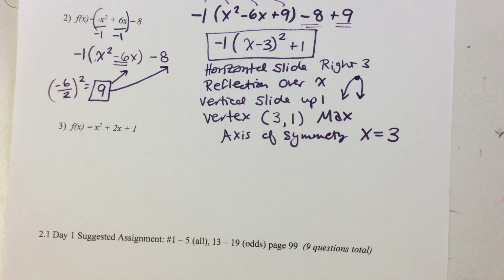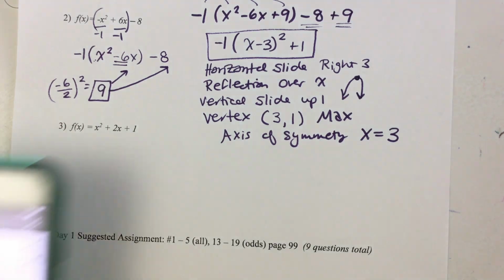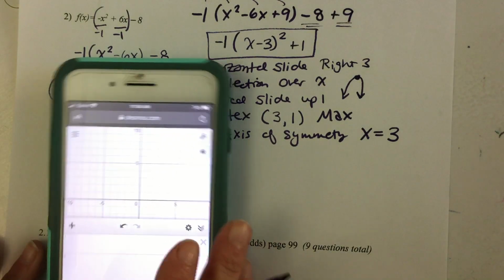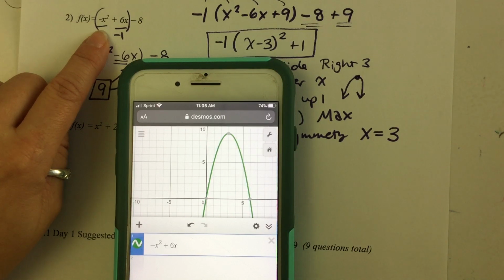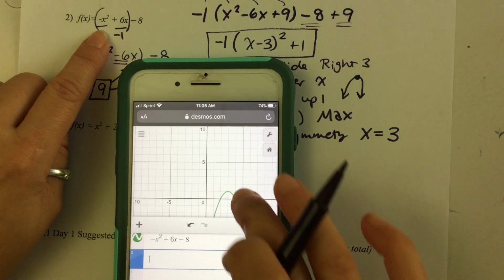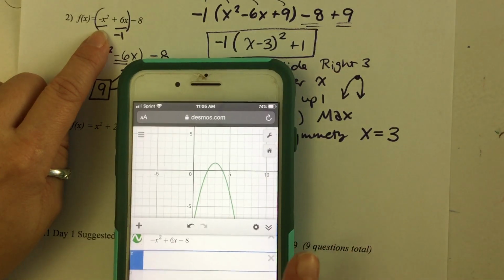Okay, so I have a lot of information. We want to go into Desmos, and let's go ahead, number 1. Let's make sure that we did this right. So if I graph the original, -x squared plus 6x minus 8. Okay, that's what I started with. Now I can't change the graph. I'm just changing the way that the equation looks.